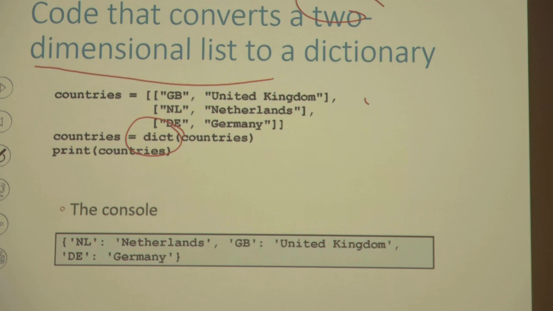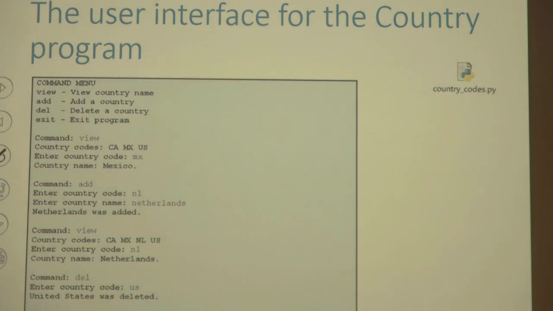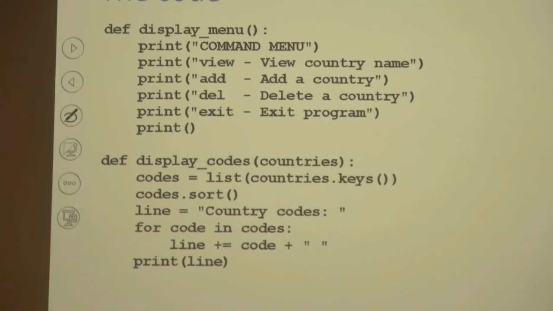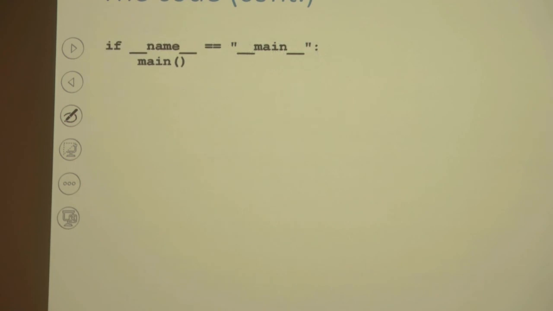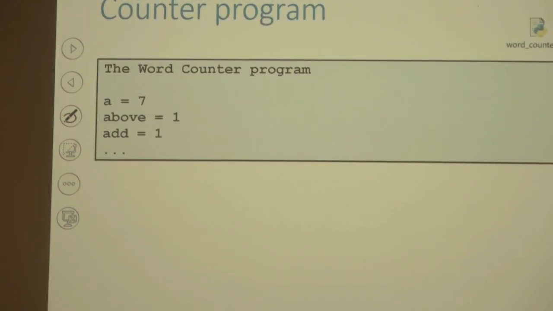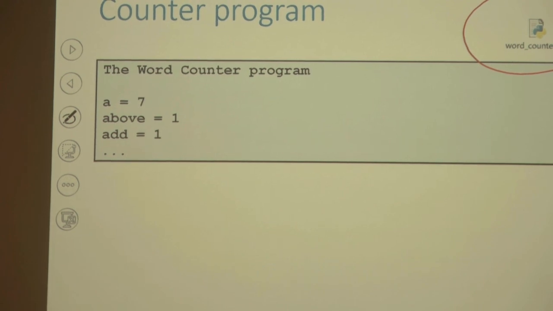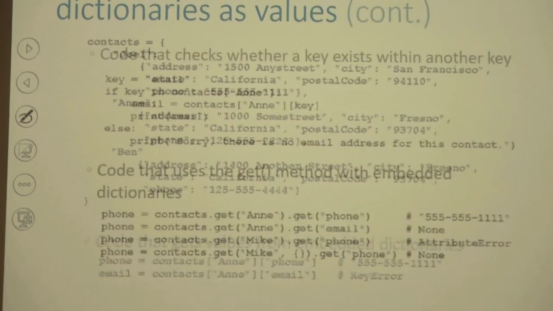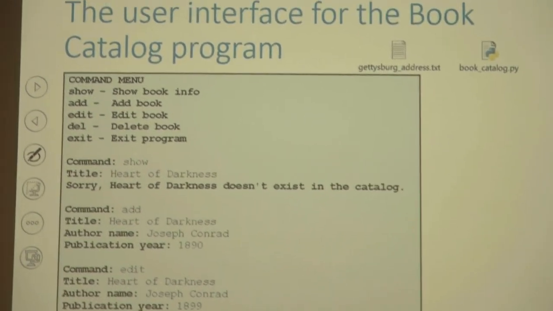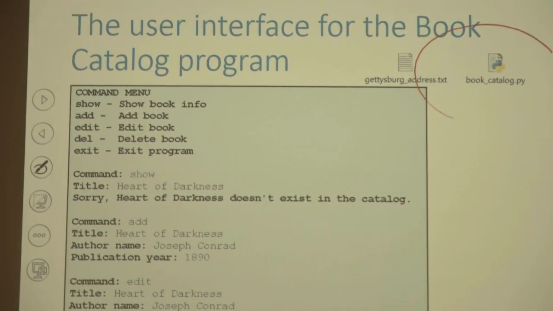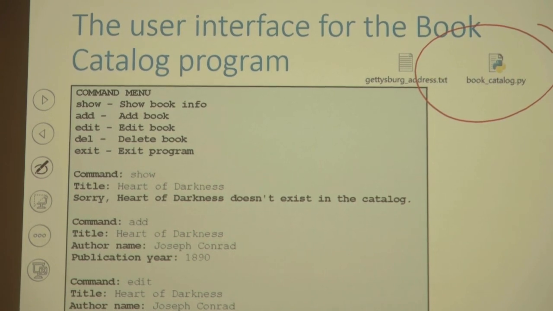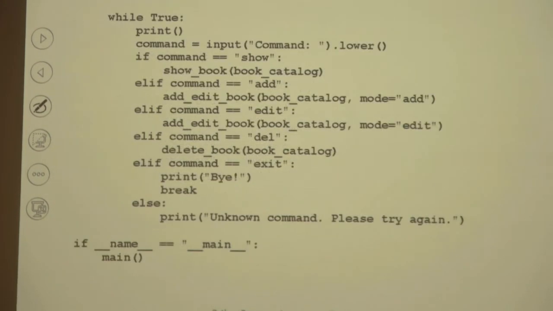So it's given to you. You could convert a list to a dictionary, or a dictionary to a list. It's just a method. You have to use it with limitation, right? This is a program given to you. Okay, country codes, play with it as much as you can. Another one, word counter, also given to you. And there is another program, the book catalog, to add and remove books from the book catalog. All the code is given to you, play with it, all right?